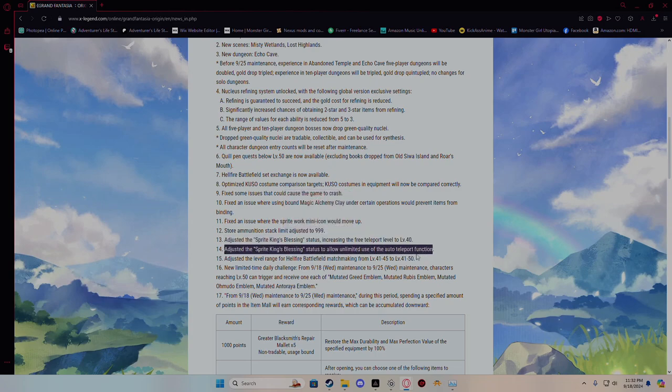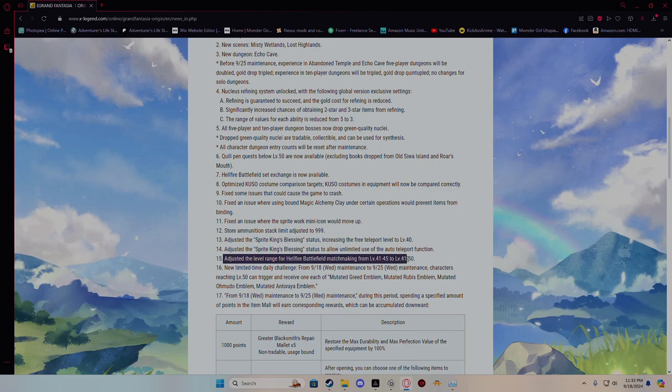Okay. That's interesting. But me and Alice are already level 40, so that's edge. Adjusted the Sprite King's Blessing status to allow a limited use of teleport function. Adjusted the level range for PvP matchmaking from 41 to 45 to 41 to 50.